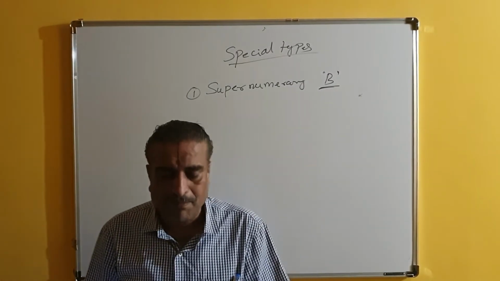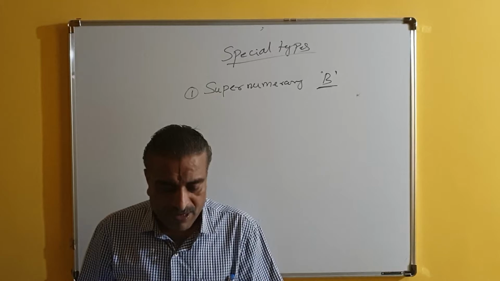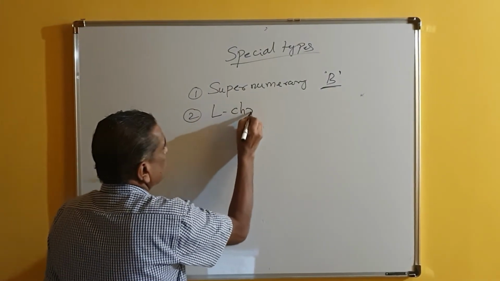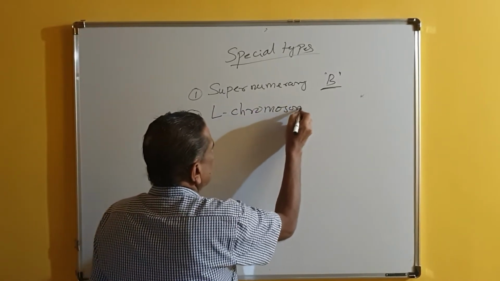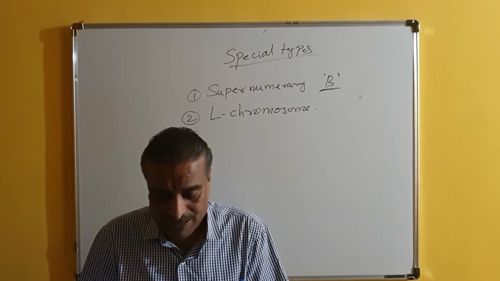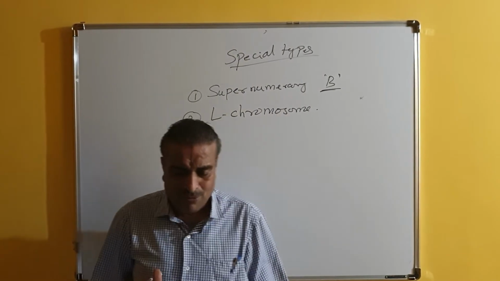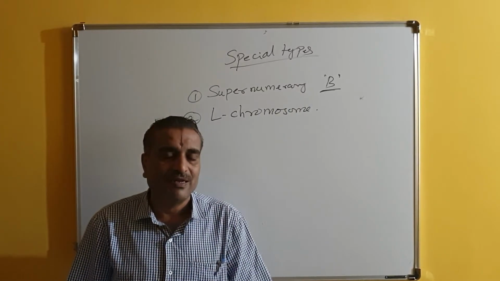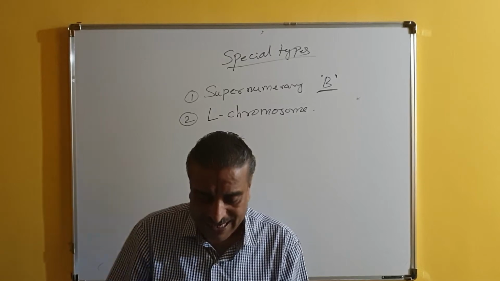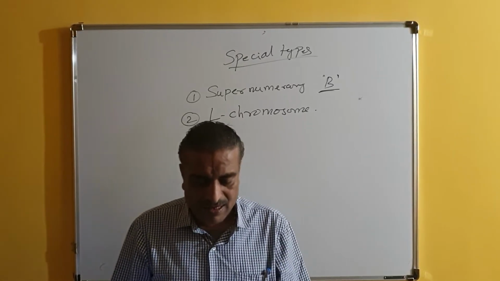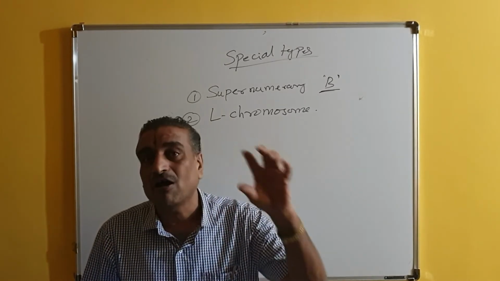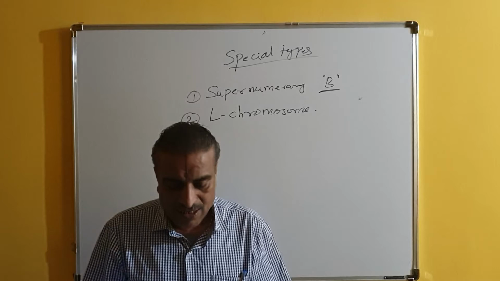They are found in some plants like Tradescantia. The second one is L chromosomes. What is the meaning of L? L means limited chromosomes. These are large chromosomes limited to certain individuals. They are not found in all organisms, but particularly in certain organisms, especially some insects. Because of their limited occurrence, they are called L chromosomes.